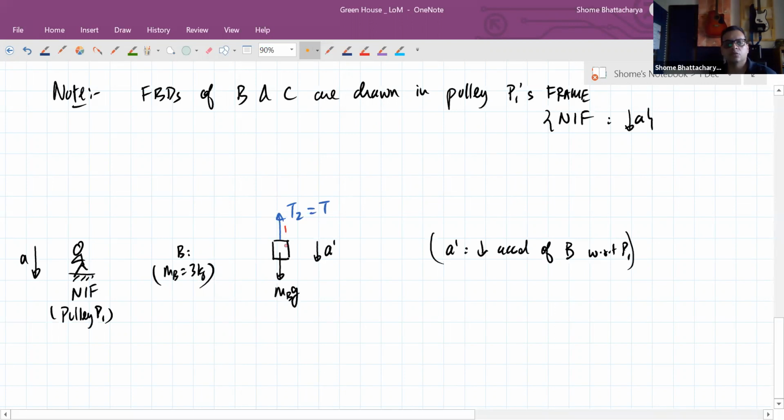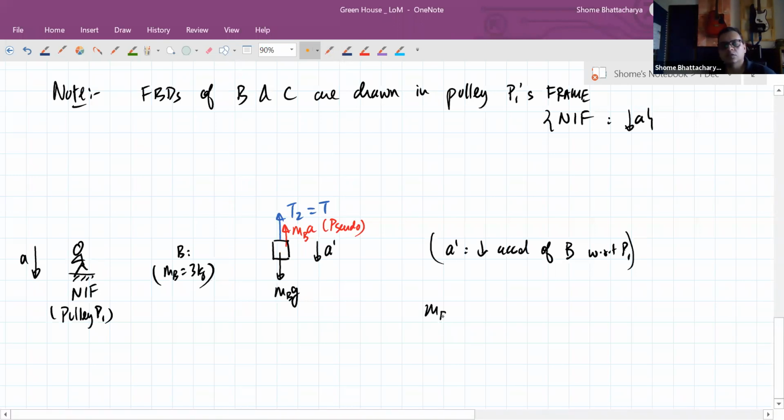Okay. Now how will the pseudo force be? It will be upwards because A is downwards. So this will be mass of B into acceleration of the frame. So this is our pseudo force which is acting upwards. Okay. So what is the equation for this now?